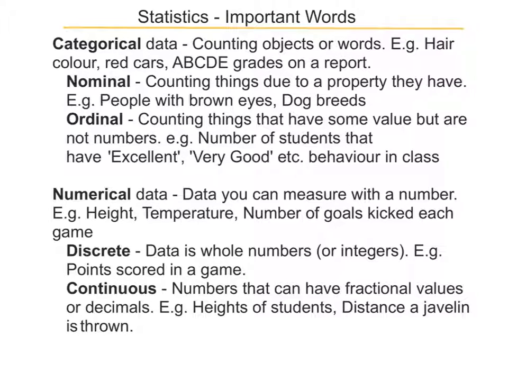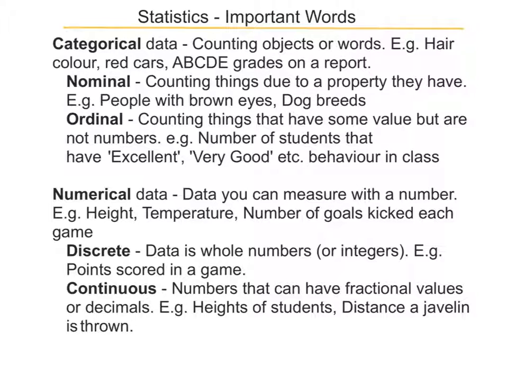There are two types of categorical data. Nominal, where we're counting things due to a property they have. For example, types of dogs, or people with brown eyes. With ordinal categorical data, there is some sense that they have value, but not using numbers. So an example of that would be reports that students get where you say excellent, very good, unsatisfactory. All those things mean something, and excellent is better than very good, but it's not a number.